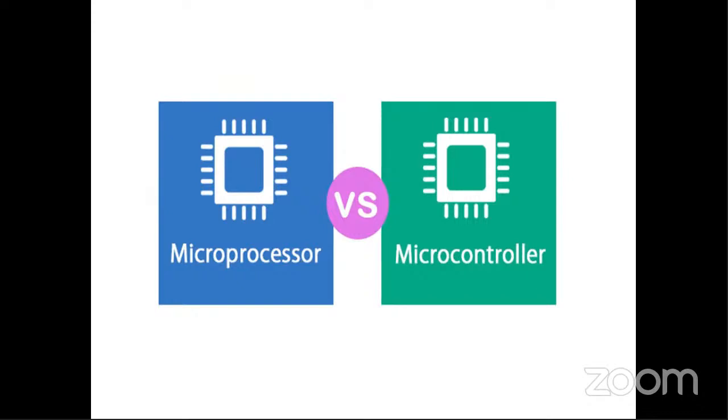An example of a microprocessor is your computer itself. Whereas for microcontrollers, you have n number of devices, that is, your mobile phone, laptops, smart TVs, and washing machines. These are the applications of microcontroller.